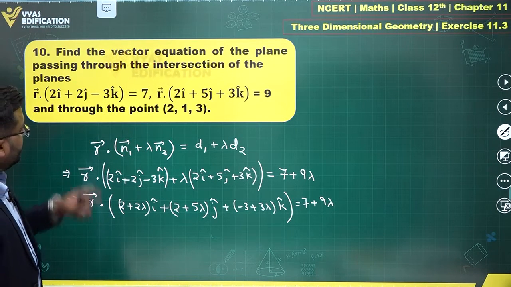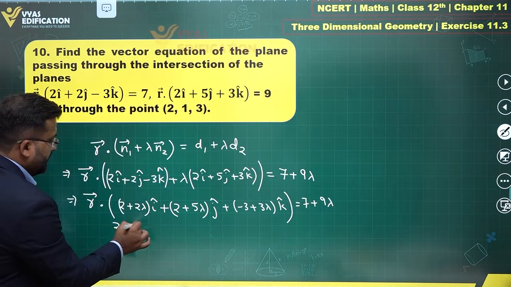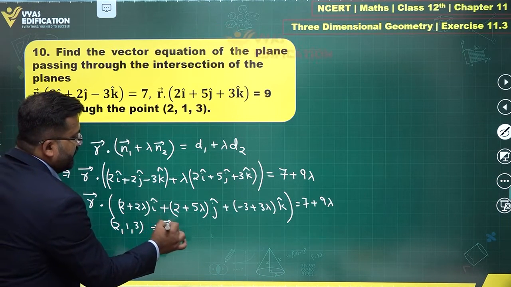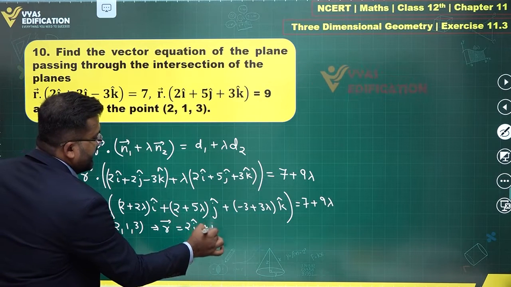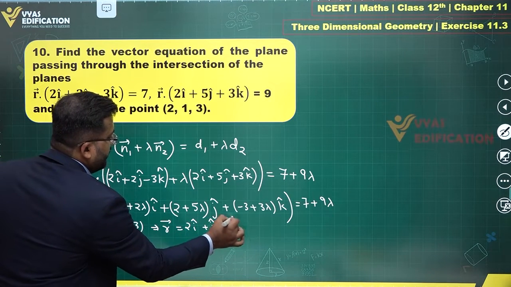And now I'll substitute the point 2, comma 1, comma 3, which implies the r vector will be 2i cap plus j cap plus 3k cap.